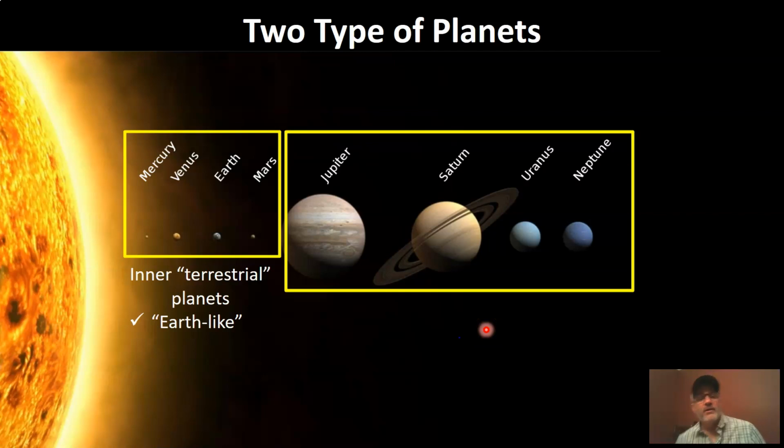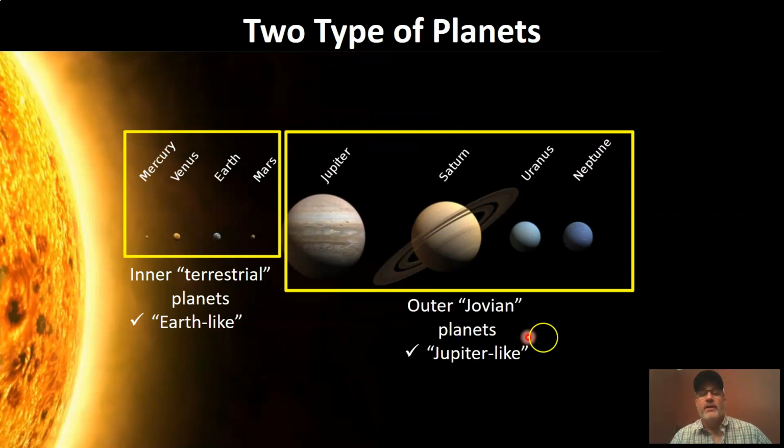So our inner planets, we often have a name for them. We use the word terrestrial. Terrestrial means Earth-like. And so our 4 inner planets, we like to say that those are terrestrial planets. Our outer planets, on the other hand, we say that those are mostly like Jupiter, which is the largest of those outer planets. We call those Jovian planets, and Jovian just means Jupiter-like.